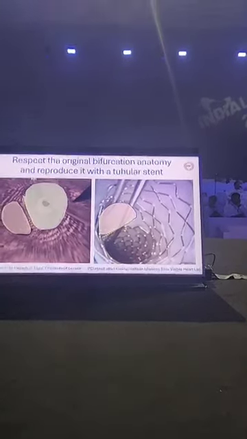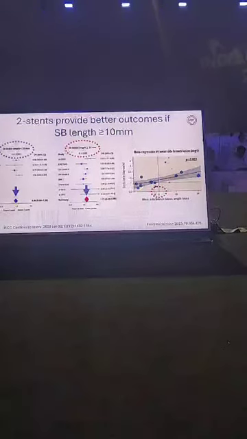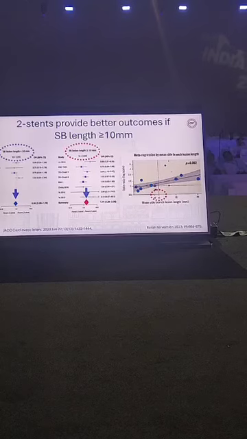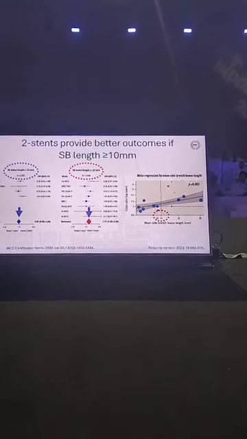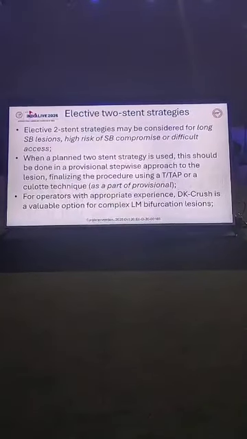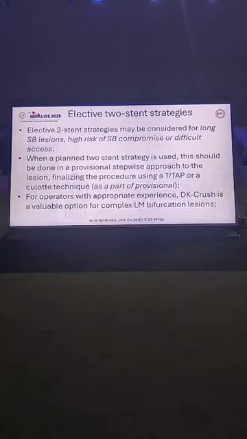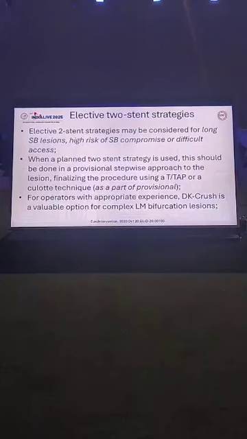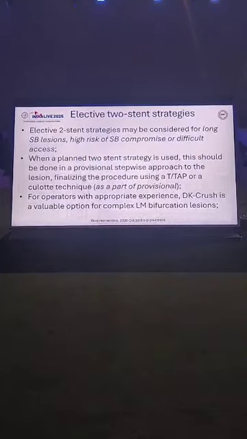This is the opening of the side branch, the opening of the main lines, and when the balloon is sent, we really actually in two nice metal lines, one is the director, we show that if the lesion of the side branch is shorter than 10 millimeters, there is no merit in the stent. It has to be longer than 10 millimeters. So we recommend an elective two-stent strategy for long lesions, high risk of compromise, or difficult access. But even when we do a two-stent strategy, we recommend to go provisional.